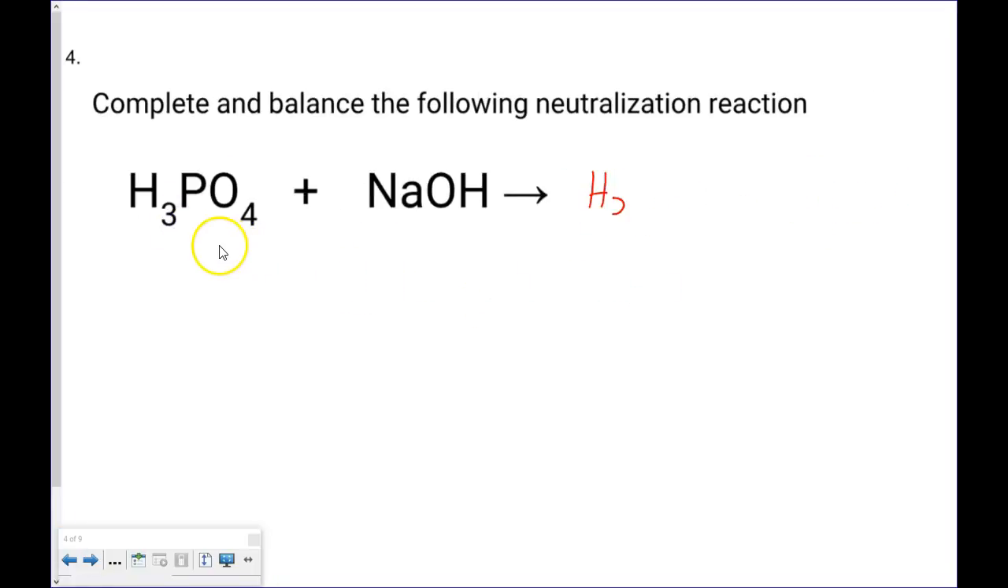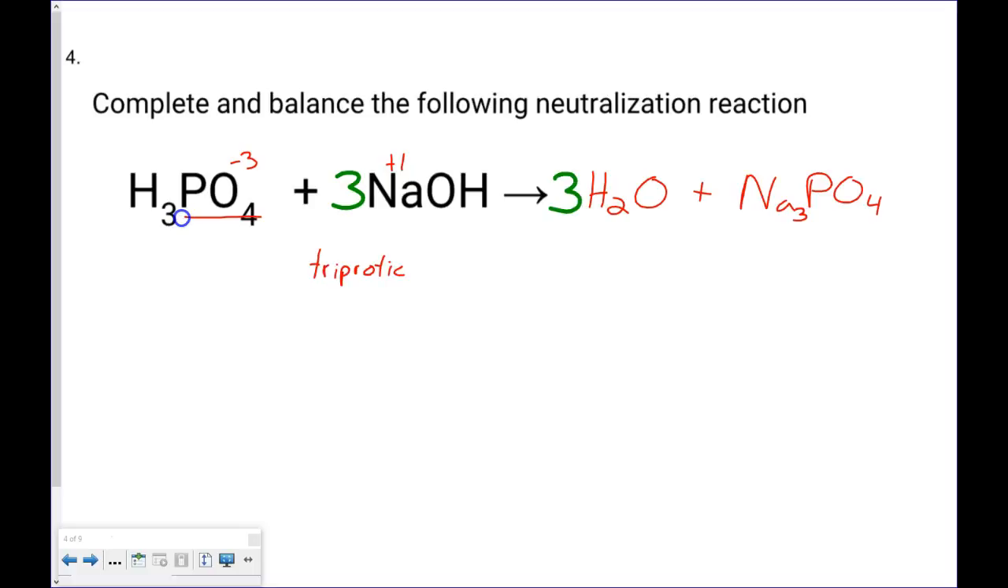Now I have phosphoric acid, H3PO4, plus sodium hydroxide. Of course, it's going to be a neutralization, so I have water, but we know that the phosphate anion is a -3 charge, and the sodium cation is going to be a +1 charge. So I'm going to work that out, Na3PO4, but it's going to have to be 3 to account for the fact that it's a -3 charge there. To balance that out, I'm going to need 3 in front of the sodium hydroxide. That, of course, is going to give me 3 water. So here I have a triprotic acid that is going to give me 3 water molecules.